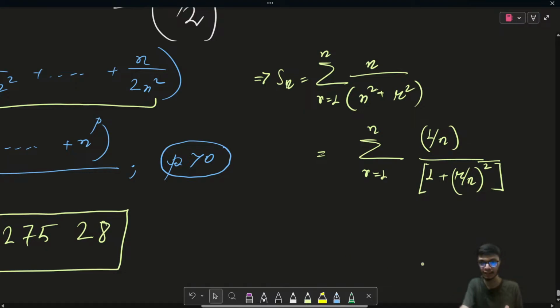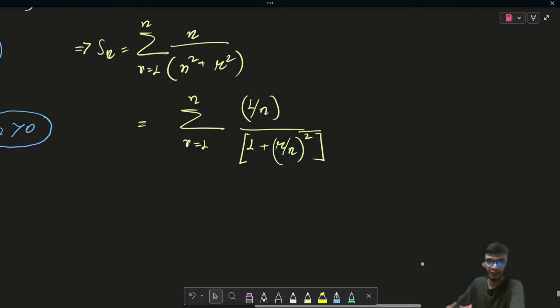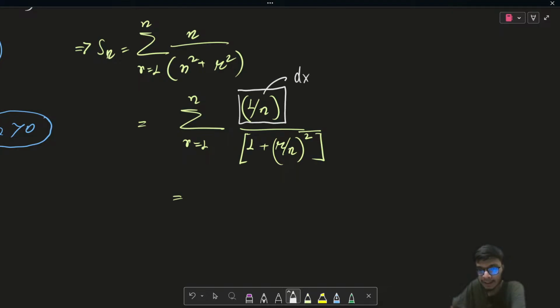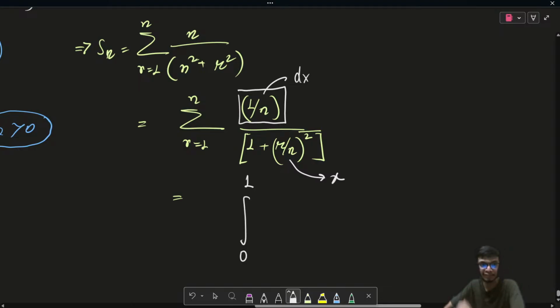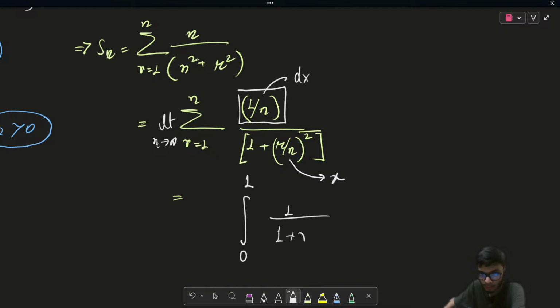Now, we know that whenever we have these kinds of infinite series questions, wherever we see 1 upon n, we replace it with dx, and wherever we see r upon n, we replace it with x. Therefore this will be an integral going from 0 to 1, with the limits decided by taking n tending towards infinity. The remaining result is the integral of 1 upon 1 plus x squared dx, right? This is a simple result.